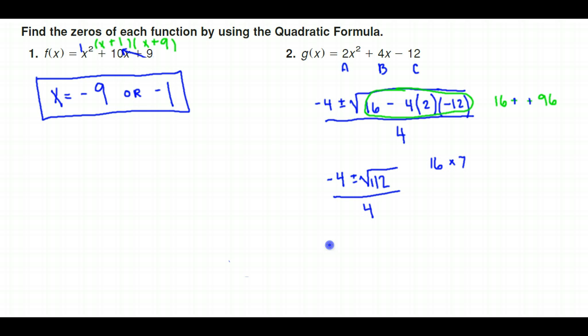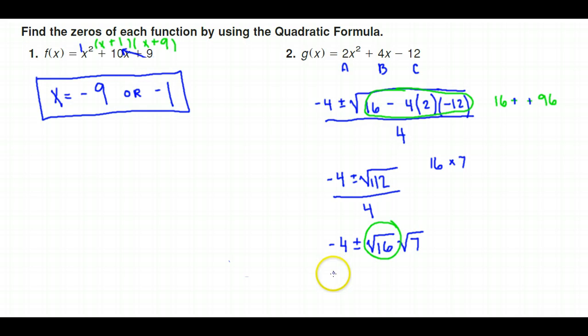So that means I can simplify this radical by pulling out a factor of the square root of 16. And I'll just show you all the behind the scenes action here. The square root of 16 times the square root of 7 is equal to the square root of 112. The whole point is to find a perfect square factor, and the square root of 16 is a perfect square, 4.